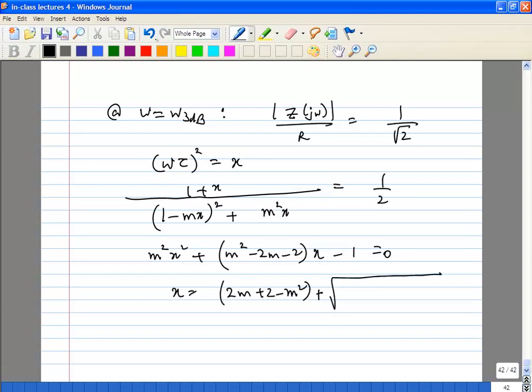plus root of, x is nothing but omega tau the whole squared, so you're going to take the positive root. Okay, so same thing squared plus 4m squared, over 2m squared. This is the same thing here. So what I did is I took the minus inside this and changed the sign.